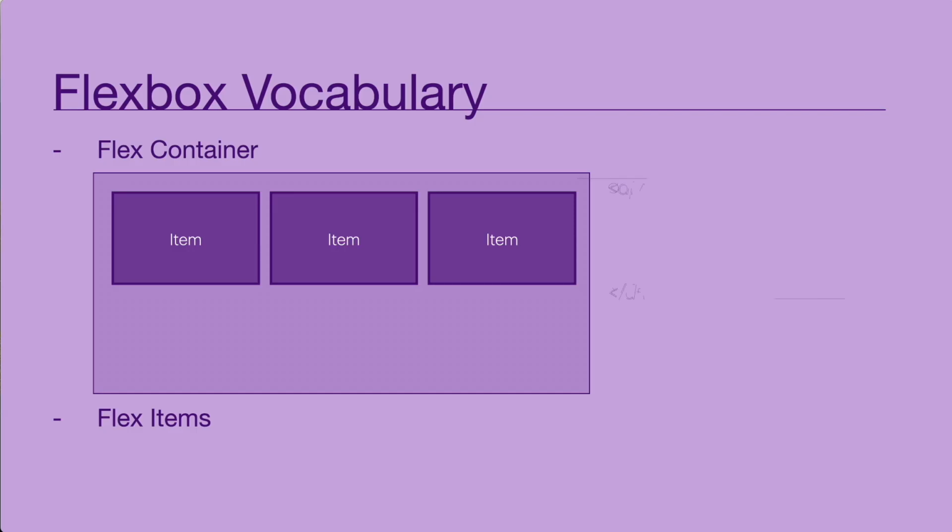So now if we take a look at some HTML here, the div with the class of the container is called the Flex container, and all of these divs are called Flex items.